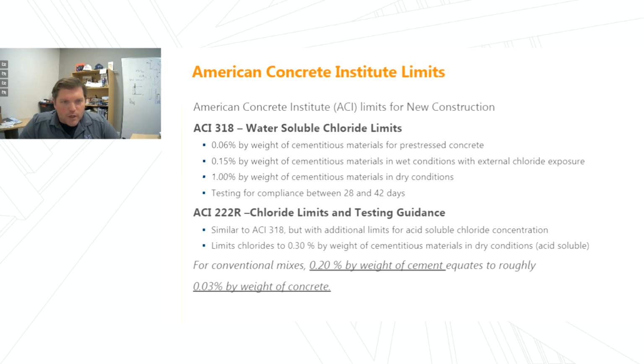One thing to keep in mind when we're looking at these chloride limits is that most commonly the codes specify a chloride limit as a percent by weight of cement. But when we're thinking about laboratory evaluation methods, we report an amount of chloride as a percent by weight of sample, and typically that is the weight of concrete. So for conventional mixes, that 0.2% by weight of cement roughly correlates to about 0.03% by weight of concrete. And it's also important to mention that this ACI 222 document has both acid- and water-soluble limits.